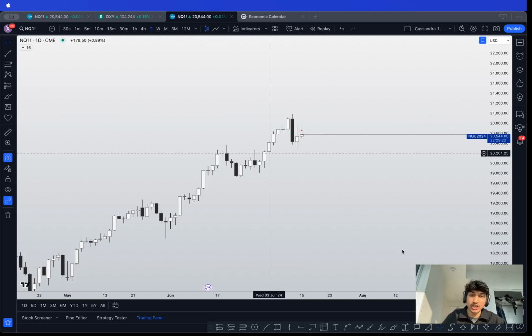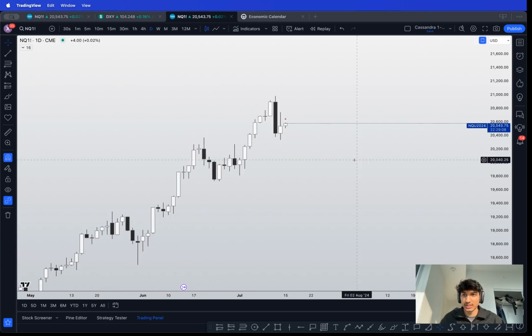I'm going to quickly touch on my weekly expectation for the Nasdaq, the S&P, and the dollar, and then also review what I'm looking for going into this week's red folder news events. So let's touch right on what we expect the weekly candle to do.